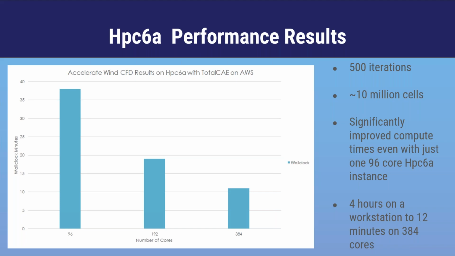And we also have a lot of options for the number of cores that we can run on. First we tested with a 96 core node, just running one node, and that was able to cut our time down from about 4 hours per run to 36 minutes or so. With 192 cores, we were able to cut it down to less than 20 minutes. And if we want to run full speed at 384 cores, that was about an 11-minute run.